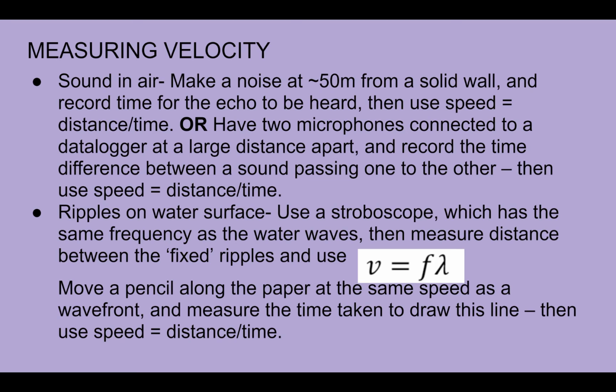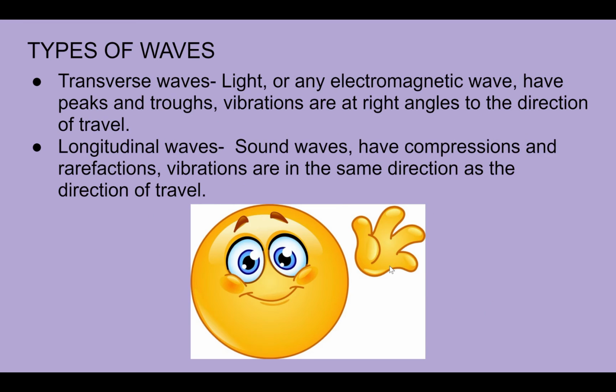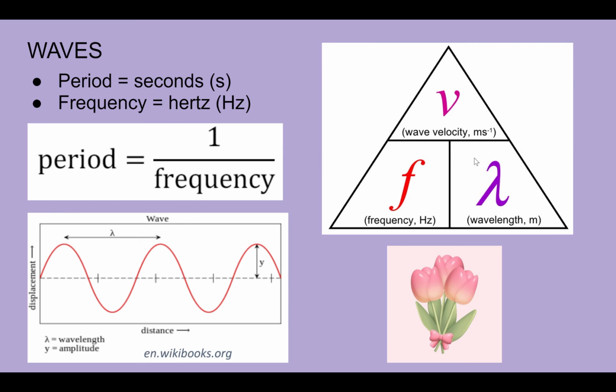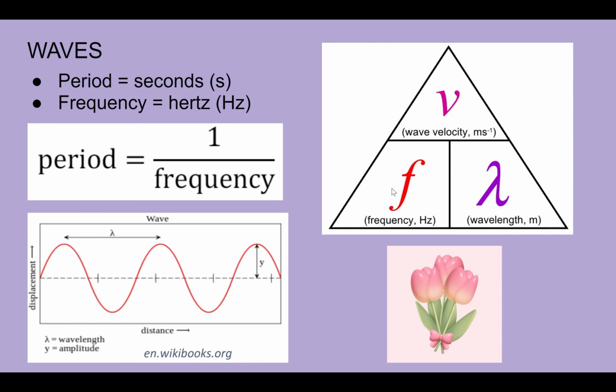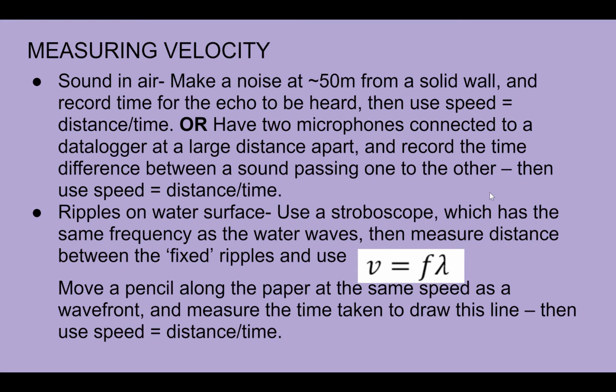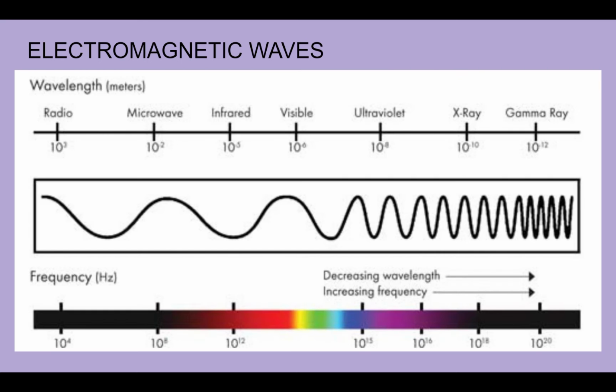To measure the ripples on a water surface, you could use a stroboscope, which has the same frequency as the water waves. Then measure the distance between the fixed ripples and use v equals f times wavelength, which is wave velocity equals frequency times the wavelength. You can use that equation. And you can move a pencil along the paper at the same speed as the wavefront and measure the time taken to draw this line. Then use speed equals distance over time.